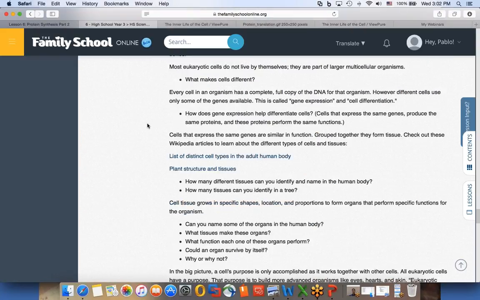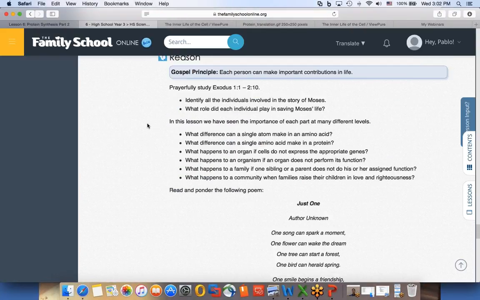Okay. Patrick, we have a couple of minutes. How do all the things that we have talked about relate to the gospel principle here that each person can make an important contribution in life? Well, I got this whole thing planned out in my mind. I was taking a little more time, but that's all good. No problem. If you want to, go ahead. I'm just going to give you the speed version, if that's okay.